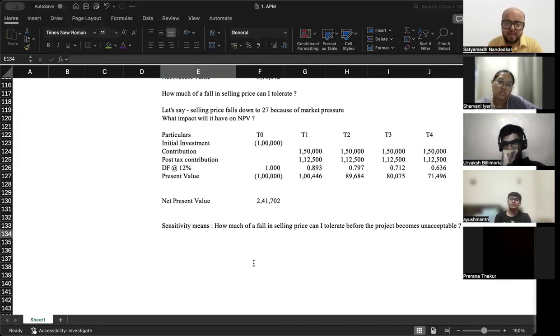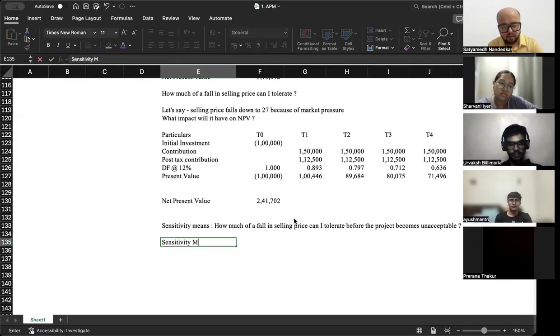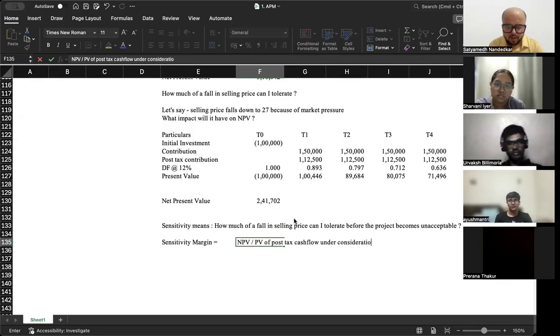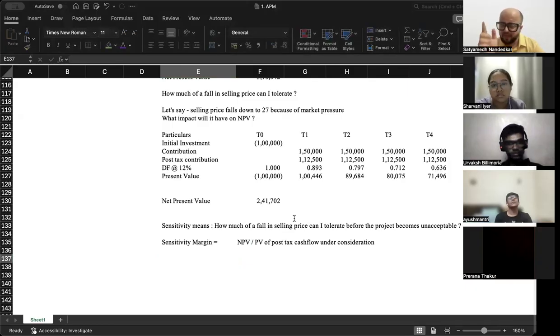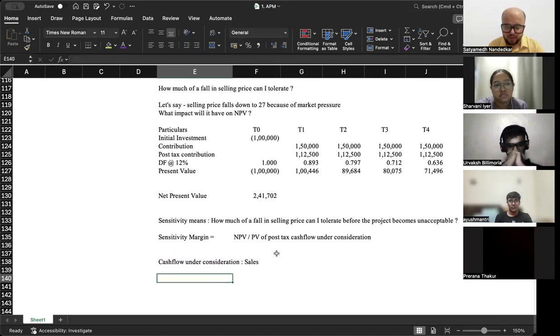So, in this case, how is sensitivity calculated? I'll spare you the detail of formula derivation, but sensitivity margin is calculated as NPV divided by PV of post-tax cash flows under consideration. Now, in this case, what is my cash flow under consideration? Sale revenue, correct? Sales. PV of post-tax cash flow under consideration.